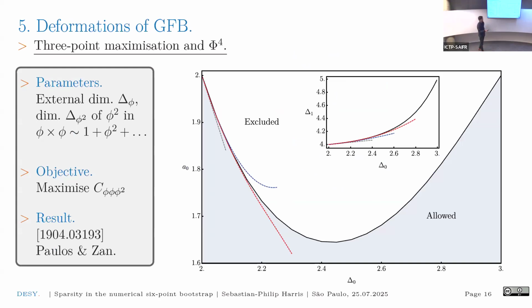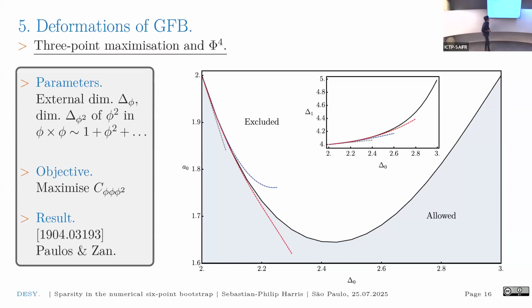There's a nice 1D bootstrap problem that's been studied, for instance, in this paper by Miguel and Bernardo, where your parameters are the external dimension of some field phi whose 4-point function you study, as well as the dimension of the first non-trivial operator that occurs in the phi times phi OPE. So you have these two knobs to play with, delta phi and delta phi squared. And for fixed values of these two parameters, you would like to maximize the OPE coefficient C phi phi phi squared. And you can do that, and you get some answers.